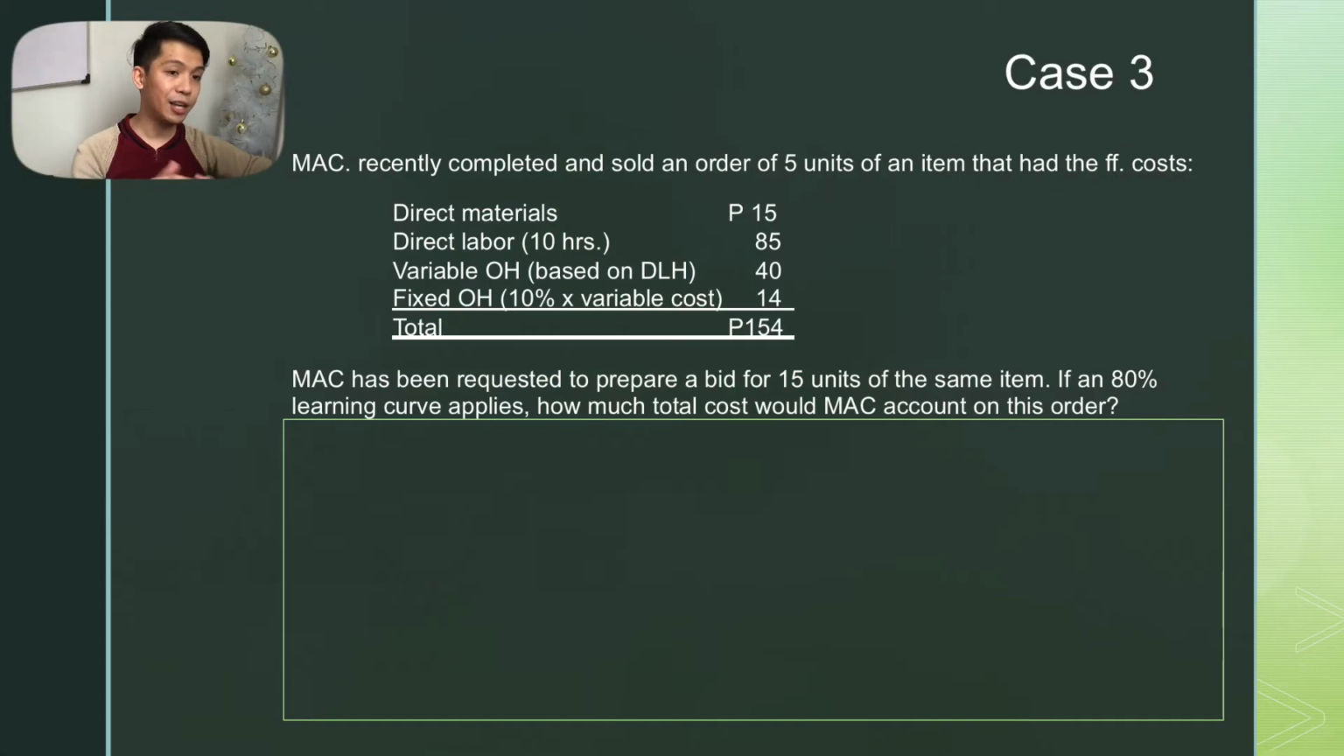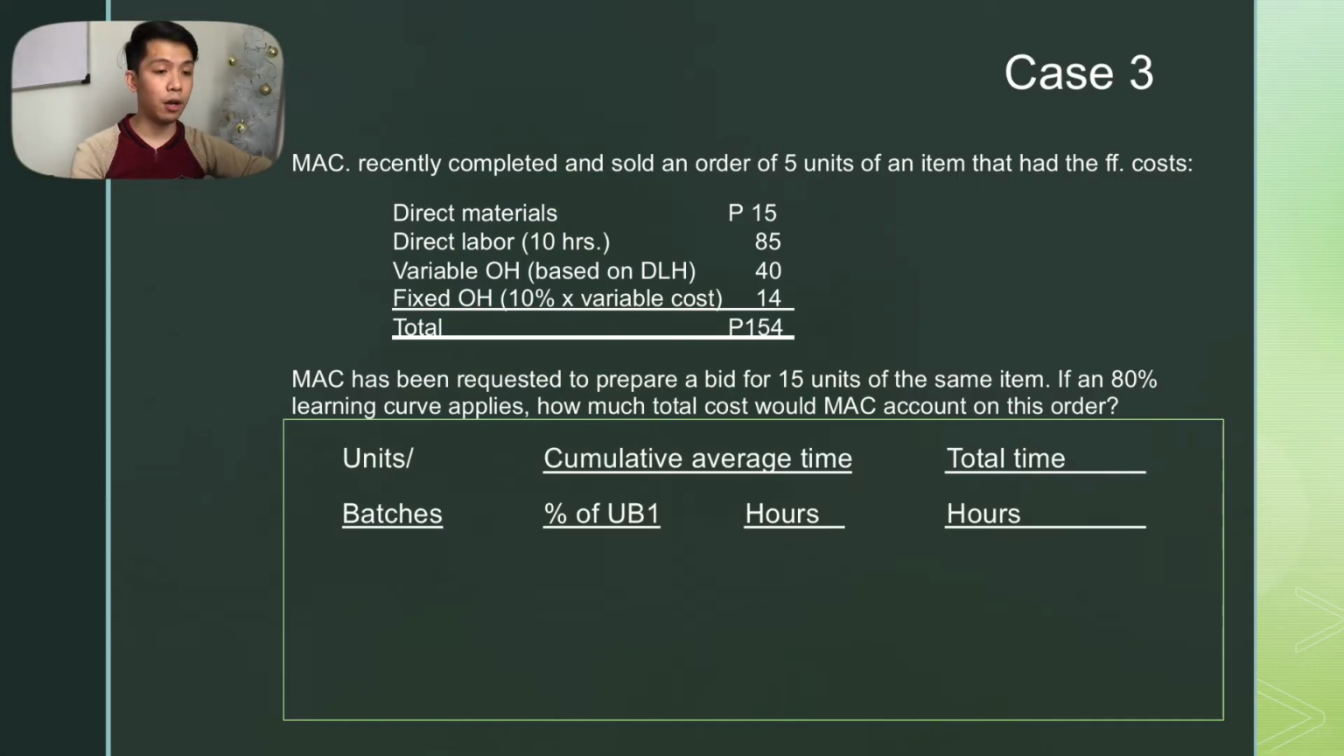Let us get back to our template with the following columns. Consider the first order of 5 units as one batch. So we have here batch 1 consisting of 5 units. Cumulative average time as a percentage of itself would be 100%. And again, it took 10 direct labor hours to complete this order. Again, the total time in hours is 10.